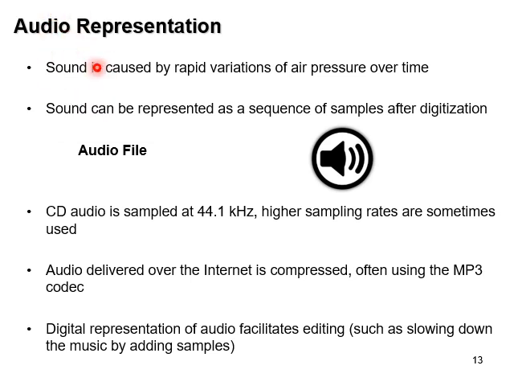So sound in general is caused by rapid variations of air pressure over time. This is actually how we hear sound: the air pressure around the ear changes, and that's what we hear as sound. Sound can be represented as a sequence of samples after digitization when stored. For example, CD audio is sampled at a frequency of 44.1 kilohertz.